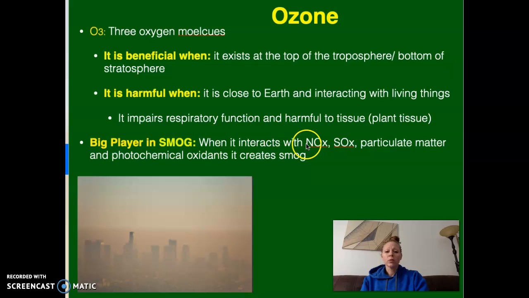It is formed, like I said, when nitrogen oxides, or NOx, interact with oxygen, it creates this ozone. So when you have lots of cars in an area that's producing NOx and SOx, you're going to start to create that ozone, and that's going to be close to Earth, and that's not good. And this is a big player in smog, and we're going to talk a little bit more about this smoke fog. But it is when ozone interacts with NOx and SOx, particulate matter, something called photochemical oxidants, it creates smog. So ozone is a big player in smog.